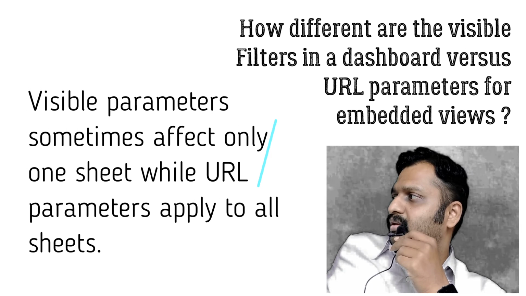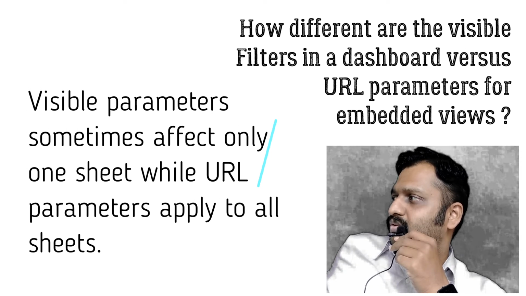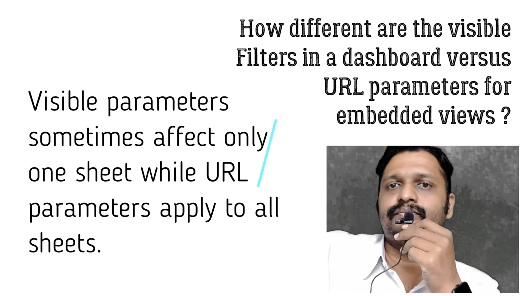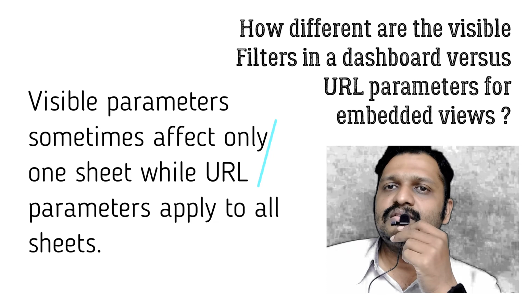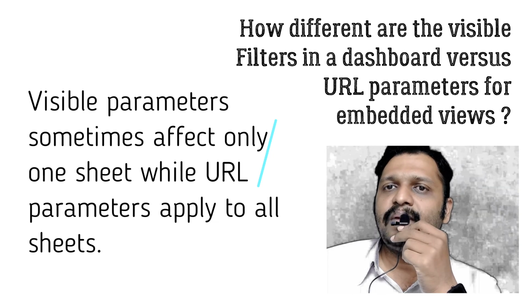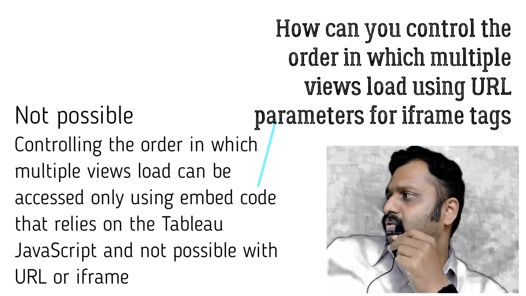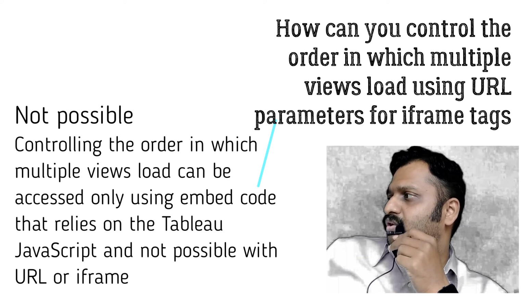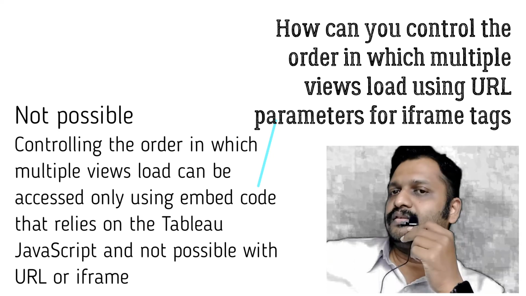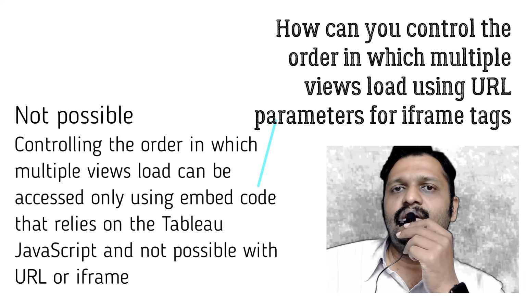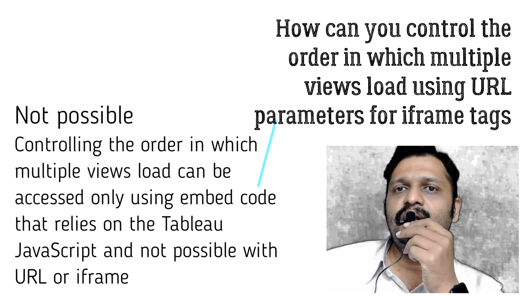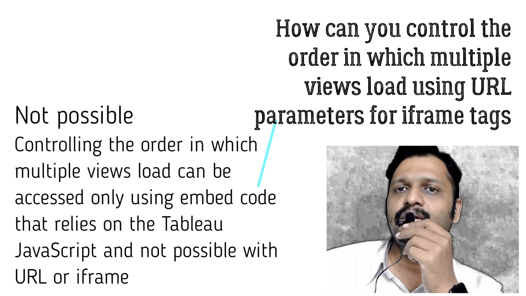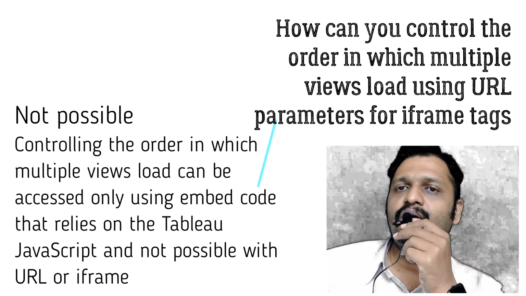Next question. How are the visible filters in a dashboard different from URL filters for an embedded view? This is a very important one. Visible parameters sometimes affect only one sheet, while URL parameters apply to all sheets. Next question. How can you control the order in which multiple views load using URL parameters for iframe tags? Not possible. Controlling the order in which multiple views load can be done only with embed code that relies on the Tableau JavaScript API, and is not possible with a URL or iframe.